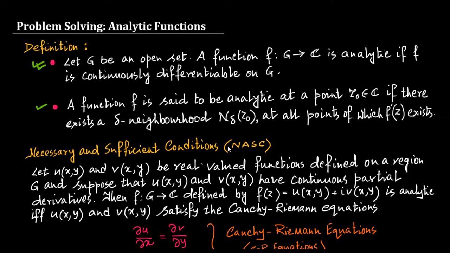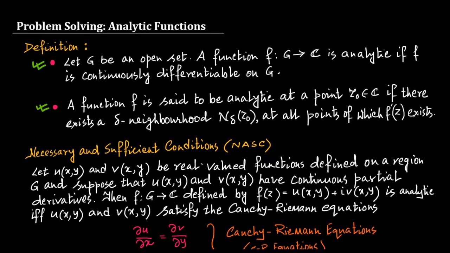So when we say that a function is analytic on a region, we mean that the function has to be continuously differentiable on that region. And when we say that the function is analytic at a point, we mean that the function is differentiable at that point, and along with that, at all points in a delta neighborhood of that point. That is, for a function to be analytic at a point, we need the function to be differentiable at that point as well as at all points in a delta neighborhood of that point. So this is how we define functions analytic at a point. Clearly, a function analytic on a region means it is analytic at every point of that region, or you can define it in the same way as I have defined above.